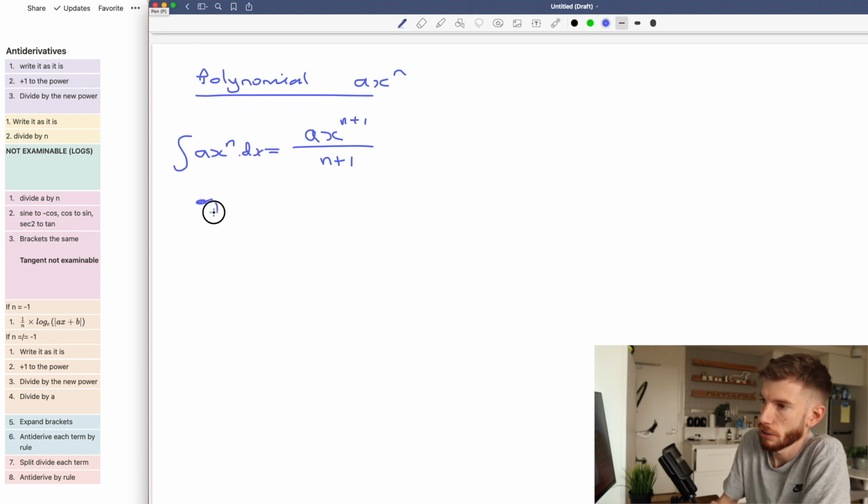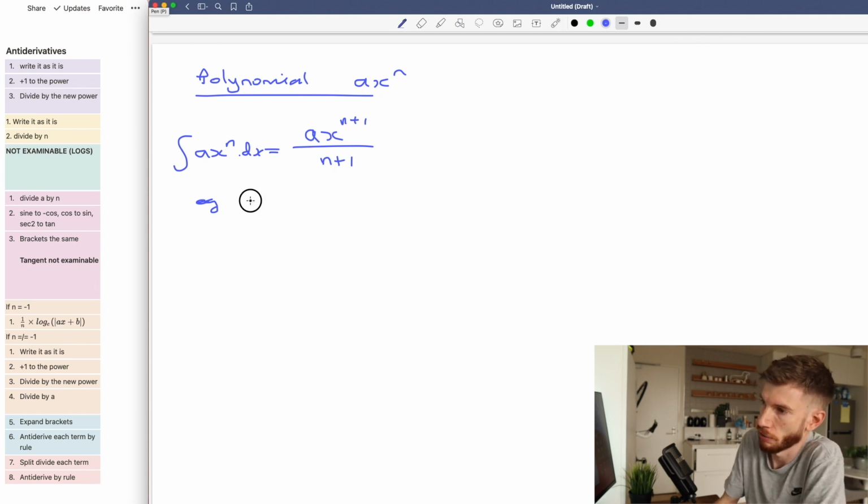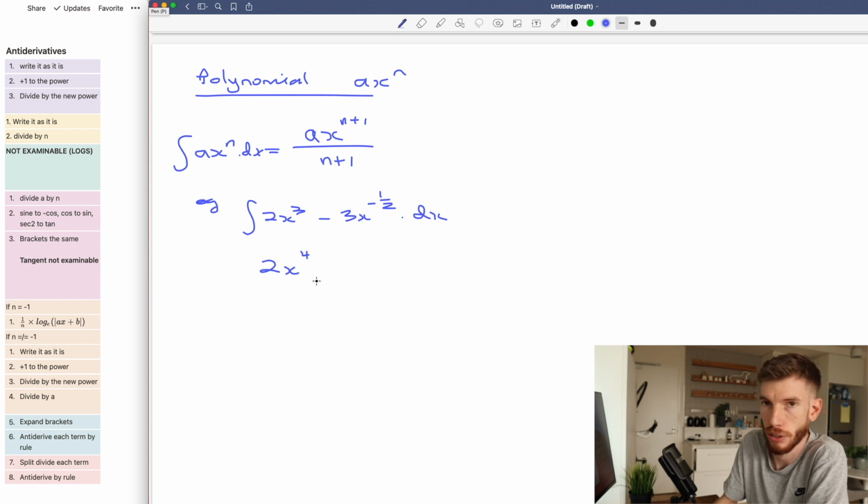So for example, let's say that we want to anti-derive 2x cubed minus 3x. We can even do it with negative powers and that kind of thing. Dot dx, we're just going to apply that. So write it as it is, add 1 to the power, so it goes up to 4, divide by the new power, and then we'll clean it up in the next step. And then here, take away 3x, we're going to add 1 to that power, you get a positive half, divide by the new power.